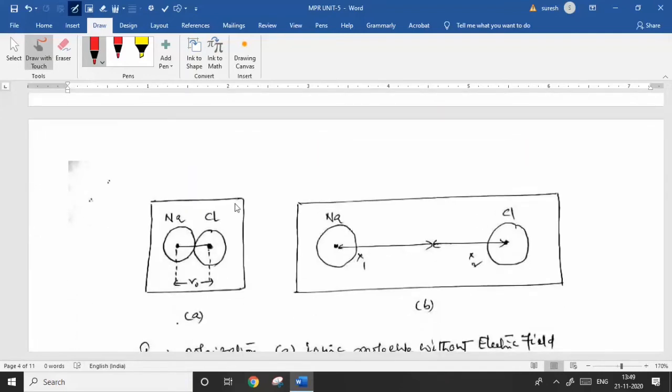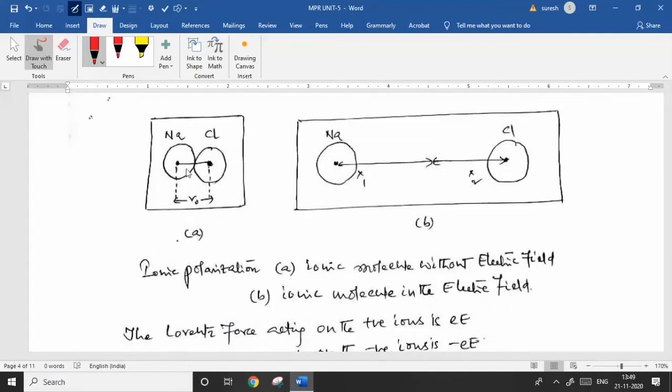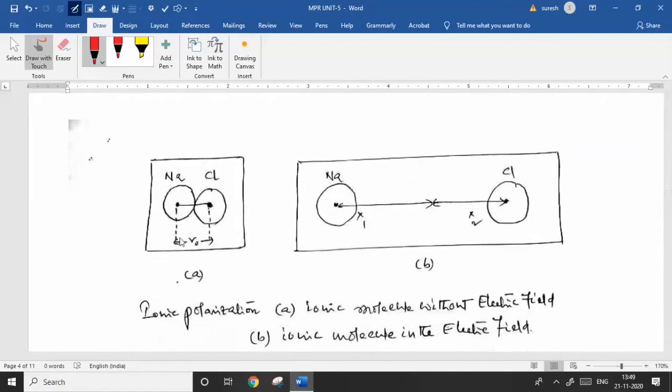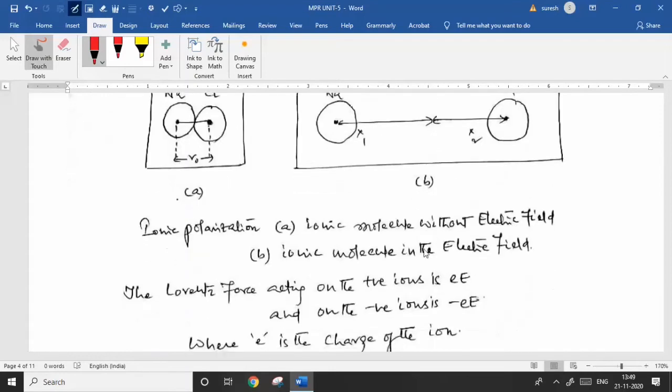If you take a diagram of sodium and chlorine, they both are two atoms, and you take the interatomic distance between Na, the center point of sodium, and the center point of chlorine, which is denoted by r suffix 0, and another one is my x1, located at sodium, and my x2 is located at chlorine. If you see diagram A and diagram B, ionic polarization with respect to a molecule without electric field and with electric field.